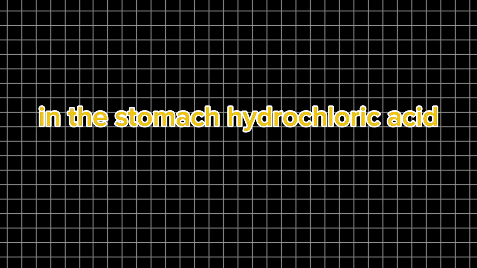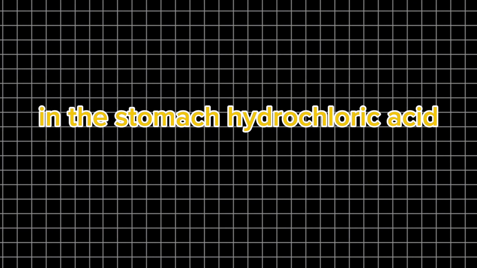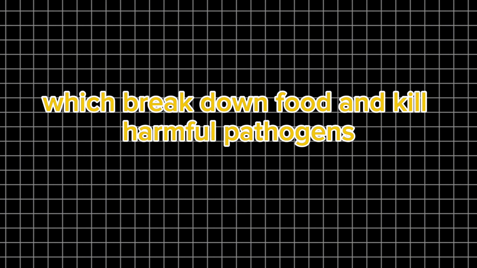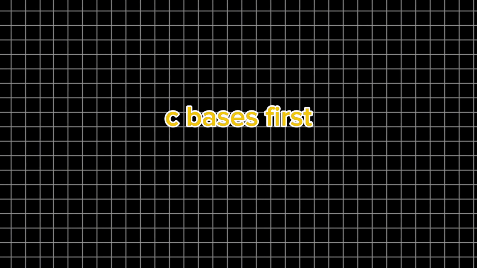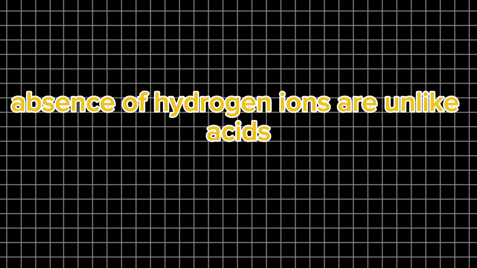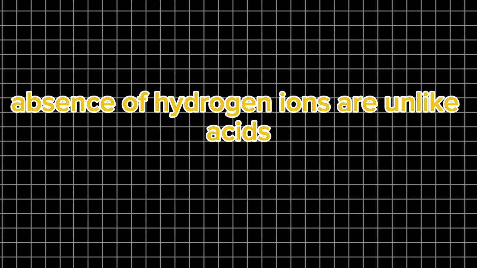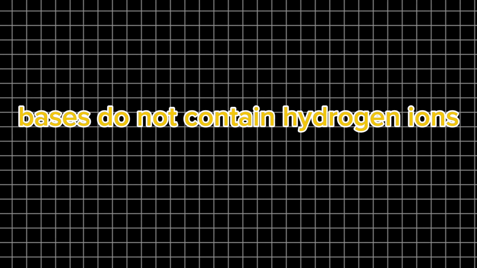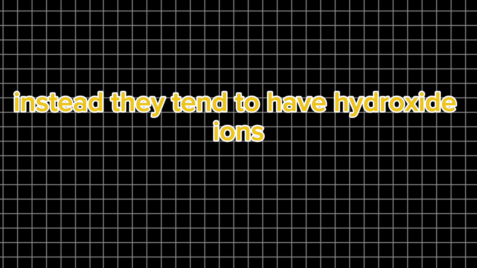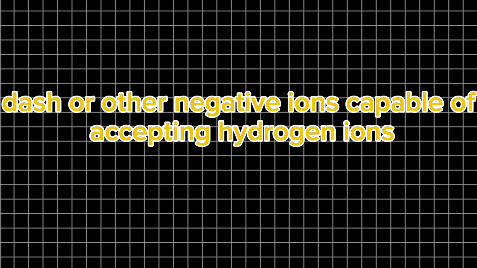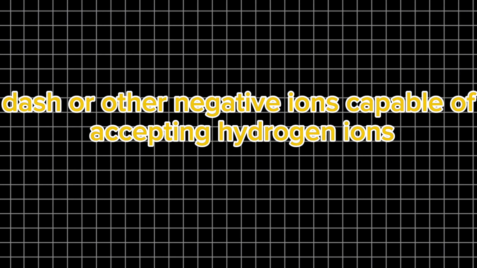Example. In the stomach, hydrochloric acid, HCl, is secreted to aid digestion. This acid donates hydrogen ions, which break down food and kill harmful pathogens. C. Bases. 1. Absence of hydrogen ions. Unlike acids, bases do not contain hydrogen ions. Instead, they tend to have hydroxide ions, OH-, or other negative ions capable of accepting hydrogen ions.